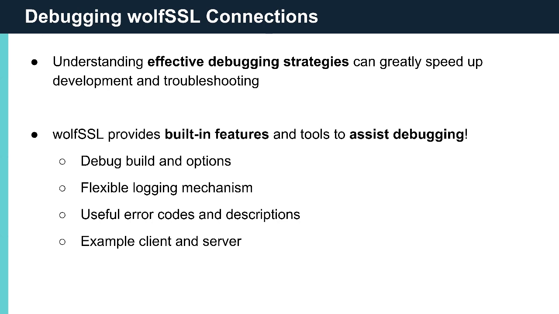We have a debug build, which spits out an error log. And that logging mechanism is flexible in the sense that you can write and register your own logging callback and push those logs to the locations that you choose. We've got error codes internal to wolfSSL, as well as some descriptions of those error codes. And we find using our example client and server can also help your debugging.